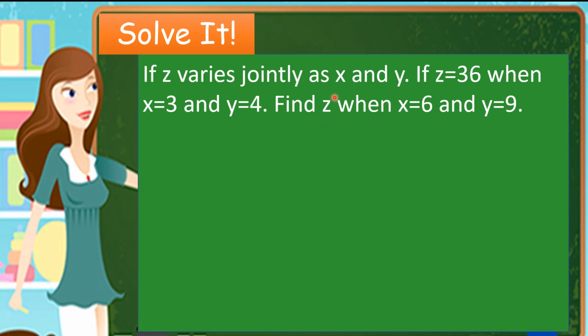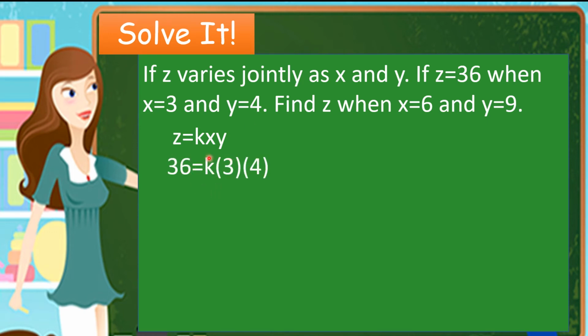So, para ma-solve ito, ang una natin gagawin ay syempre gagawa ulit tayo ng equation. Then, isosolve natin ang constant of the variation. At pagkatapos natin kuhanin ang constant of the variation, saka natin sosolve ang nawawalang z. So, start. So, z varies jointly as x and y. So, magiging z is equal to kxy.